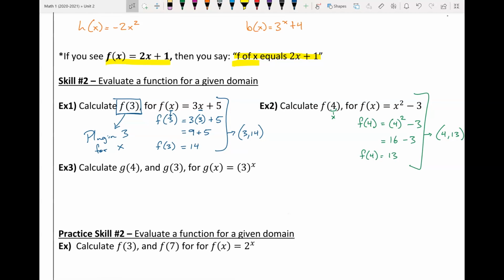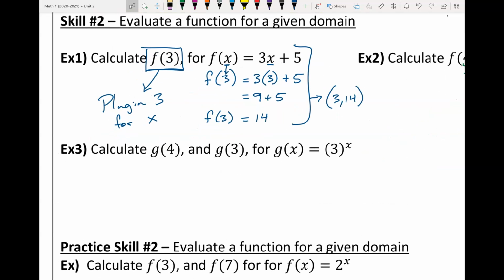We have a new function, naming it g, and we want to evaluate it at g of 4 and g of 3. So let's go ahead and do that. First off, we want to find g of 4. Remember, that just means I'm plugging in the value 4 into my function, which is 3 to the power of x. So that's going to be 3 to the 4th. Well, what is 3 to the 4th? That's simply 3 times 3 times 3 times 3, which is 81.